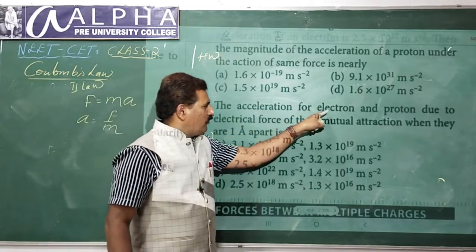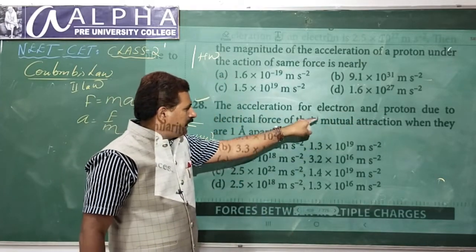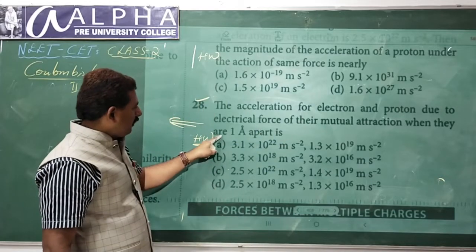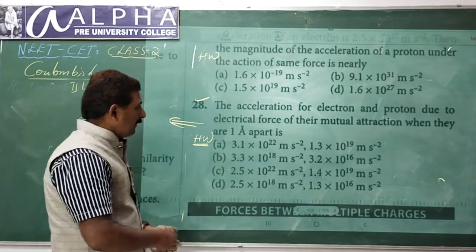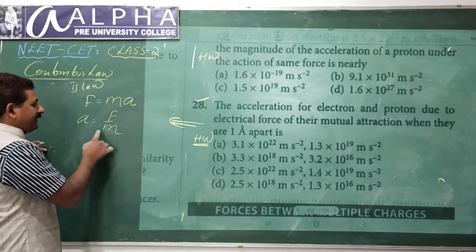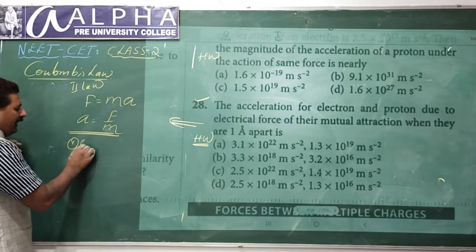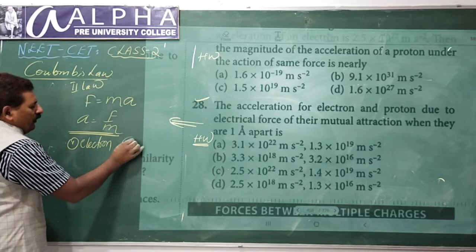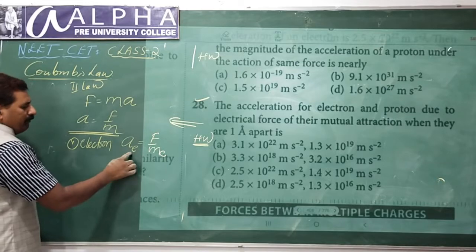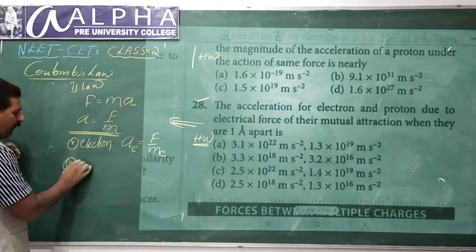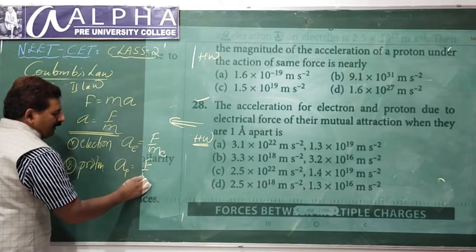The acceleration for an electron and proton due to electrical force of their mutual attraction when they are 1 angstrom apart. Force between them is the same because the charges are the same magnitude. You need to write this relation for two cases. Number one, for electron: a_e equals F divided by m_e, mass of electron. And for proton: a_p equals F divided by m_p.